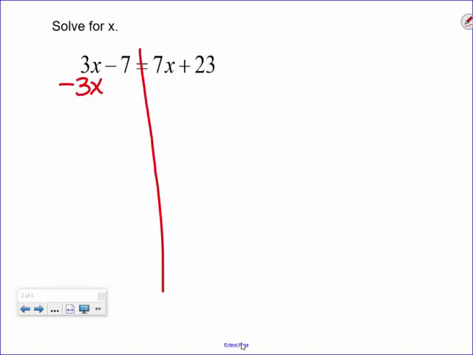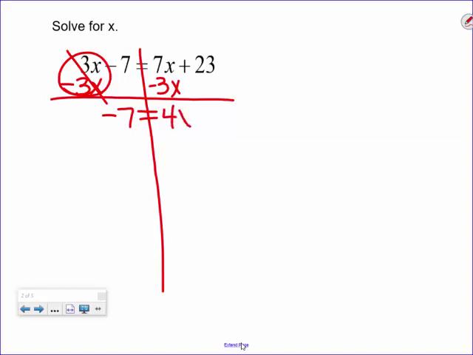It's a 0 pair. So if I subtract 3x from the left side, Kaylee, what do I need to do on the right side? And where am I going to write that minus 3x? Under the 7x. Very good. Danielle told us that this is a 0 pair. What's left on the left side? -7. And Lyric, what am I going to have on the right side now? 4x and what else? Good.